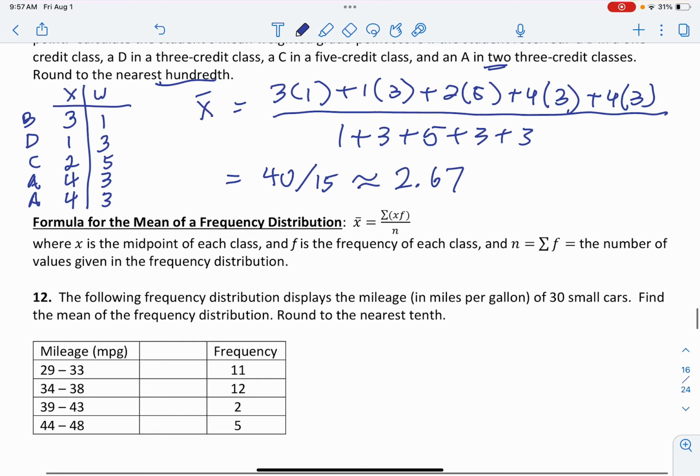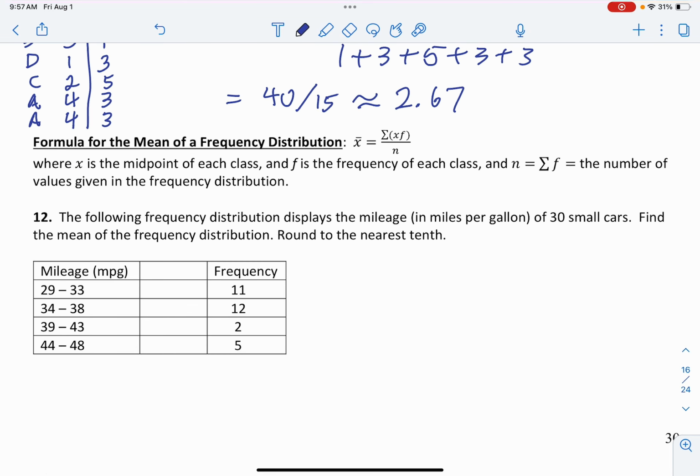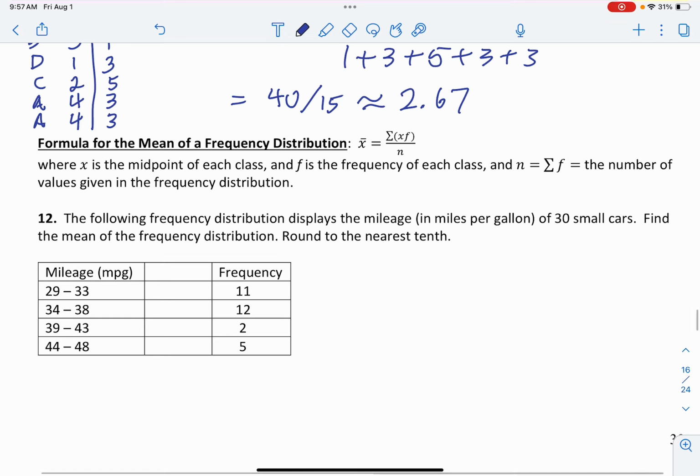How about the last thing is a frequency distribution mean. It's kind of the same thing as what we've been doing. The formula looks a little different, but it's still sum of things multiplied divided by a total. Okay, so if you have a frequency distribution, you're going to have a range of values like classes, right? That's these things over here. And then you have frequencies, how many in each class. So this one is 30 small cars, mileage, find the mean.